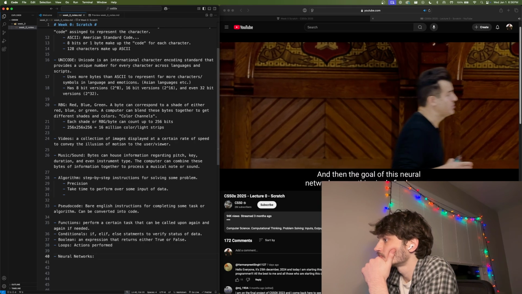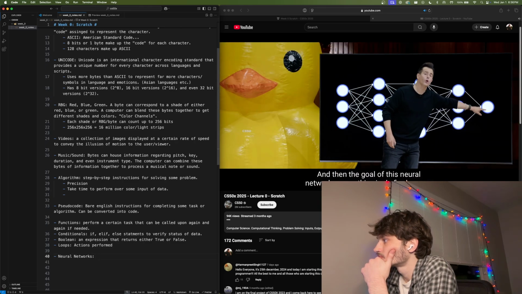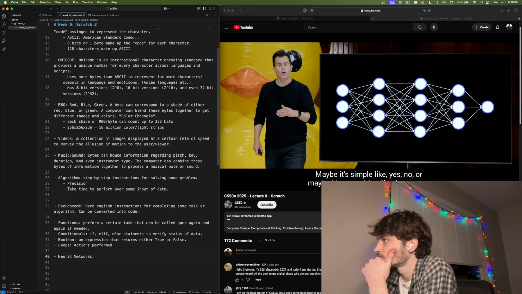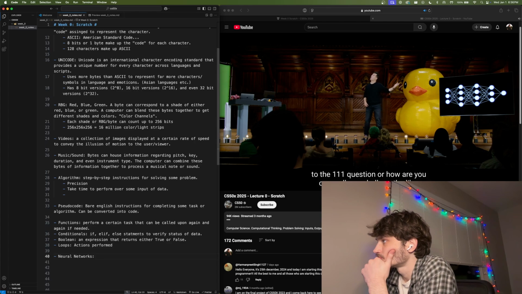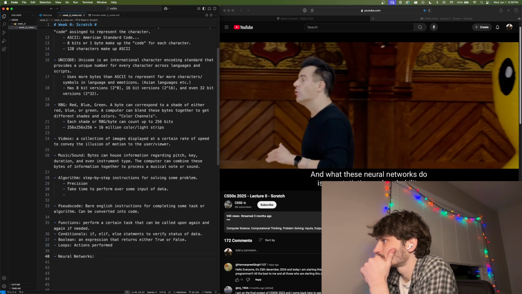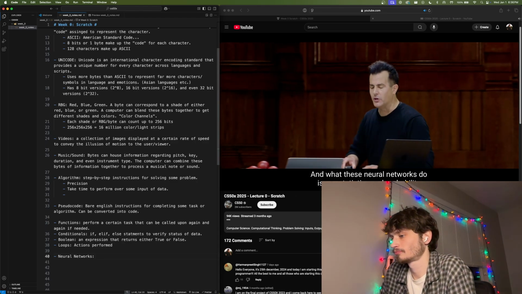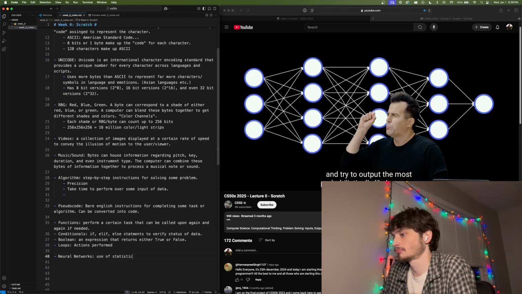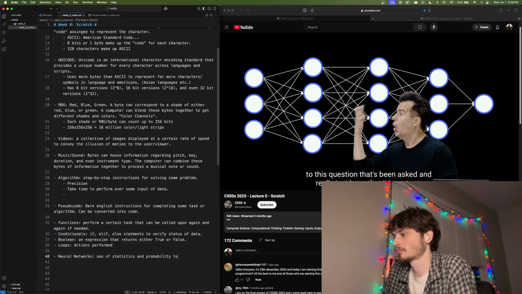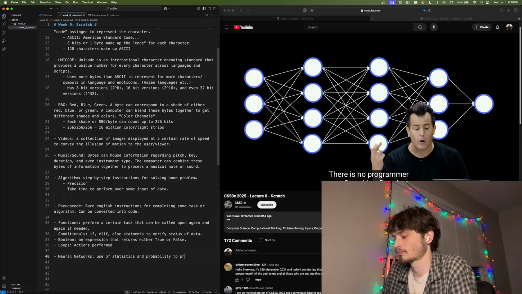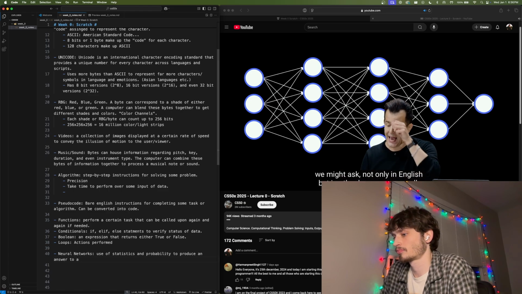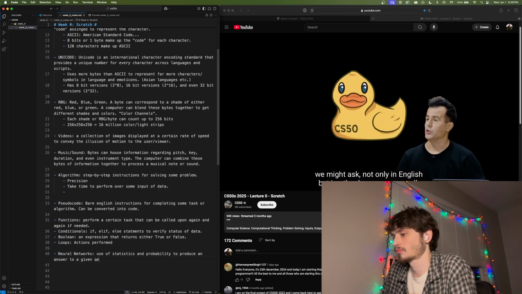And then the goal of this neural network, as per this single final neuron right here, is to produce an answer to a question. Maybe it's simple, like yes, no, or maybe it's something like the answer to the 111 question, or how are you, or goodbye, or hello, or the like. And what these neural networks do is use statistics and probability and try to output the most probabilistically likely answer to this question that's been asked, and really just hope that it is correct. There's no programmer at OpenAI or Google or Microsoft that's trying to anticipate every one of these questions we might ask, not only in English, but in other languages as well.